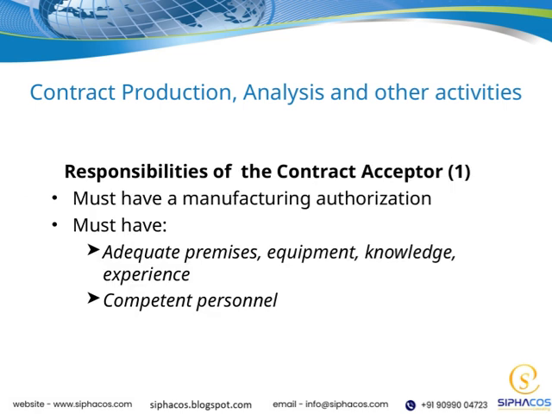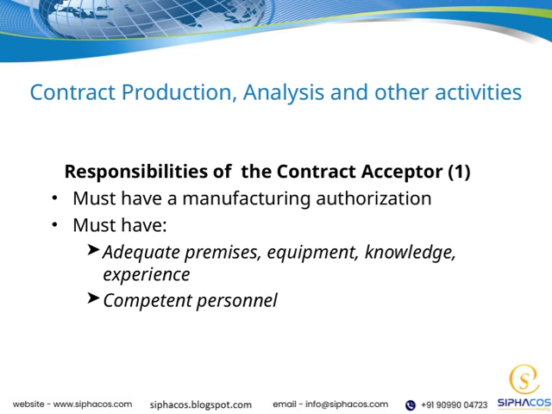Let's talk about the responsibilities of the contract acceptor, starting with the essential requirement of having a manufacturing authorization. This authorization is fundamental because it confirms that the entity is officially approved to produce pharmaceutical products. Without it, they wouldn't be legally permitted to operate. Next, the contract acceptor must have adequate premises, equipment, knowledge, and experience. This means their facilities need to be suitable and well-maintained to ensure quality and compliance. They also need to have the right tools and expertise to perform their tasks correctly.